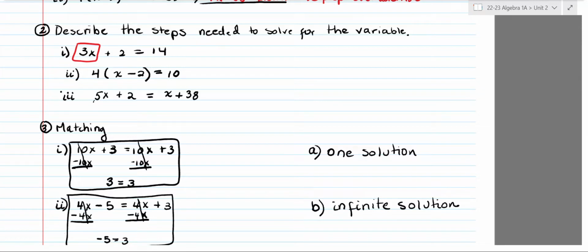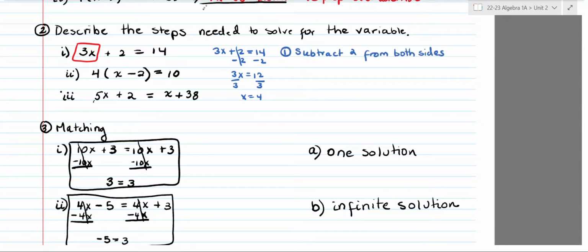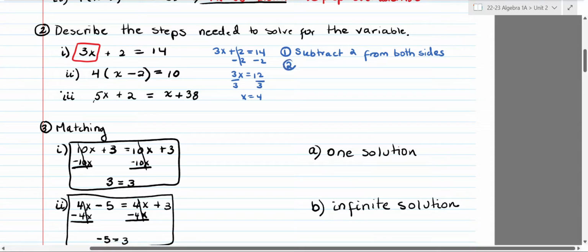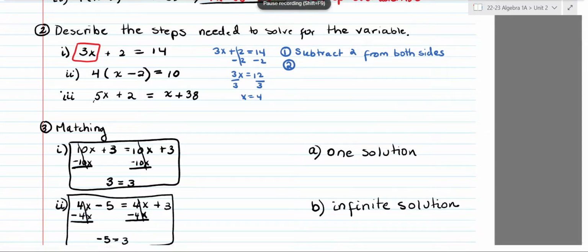So we have 3x plus 2 equals 14. The first step that we're going to do is subtract 2 on both sides, and you'll have 3x equals 12. And the second step will be dividing both sides by 3. X will equal 4. So here we go. Step 1 will be subtract 2 from both sides. And step 2 will be divide by 3 on both sides.